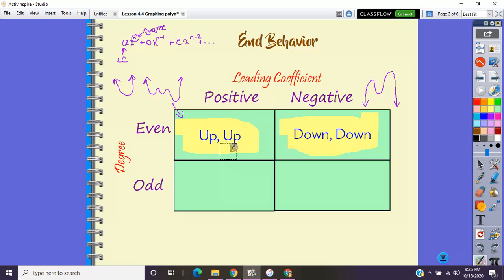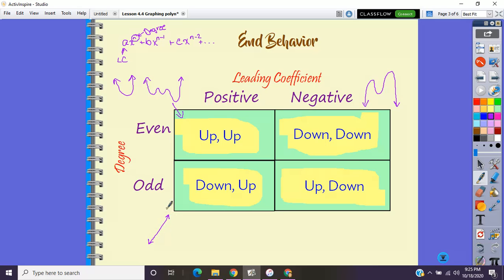Now, if our leading coefficient is positive again, but this time our degree is odd, so 1, 3, 5, and so on, it's got a down, up end behavior. And if our leading coefficient is negative, it just reverses, so it's up, down. We can see down, up just with a linear, a positive slope, x to the 1, or a cubic, x to the 3rd or x to the 5th or something like that. So it starts down, ends up, and then up, down just goes in reverse. It starts up and ends down.